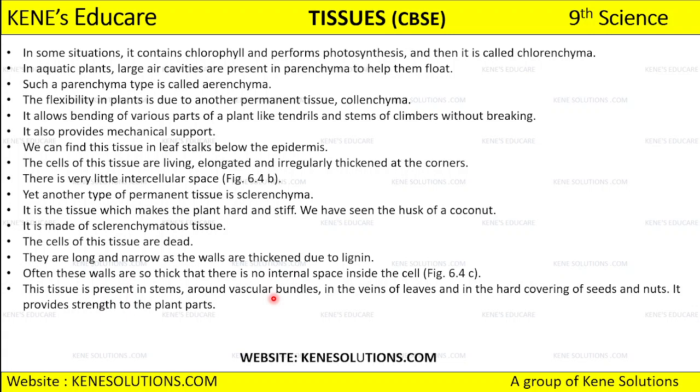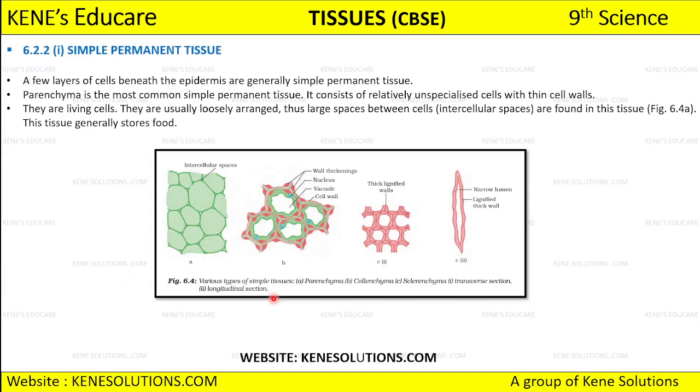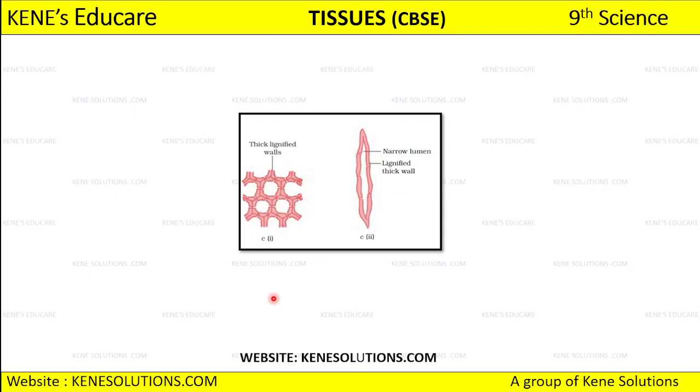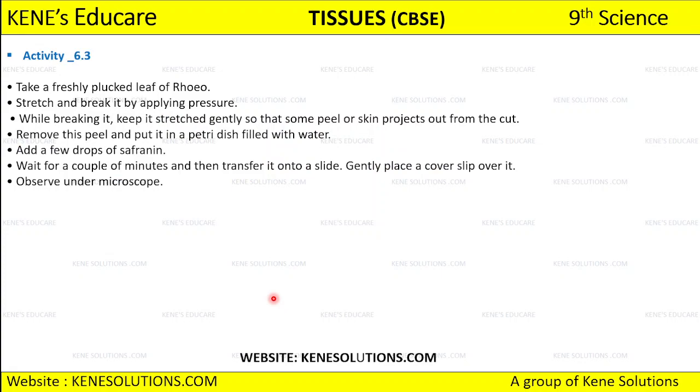I hope you are clear with these three types now. Simple permanent tissue में we have parenchyma, we have collenchyma, and we have sclerenchyma. And I hope you are clear with the characteristics as well. Now this is the structure of sclerenchyma which has been given. The first one is transverse section of sclerenchyma, and the second one is longitudinal structure of sclerenchyma.